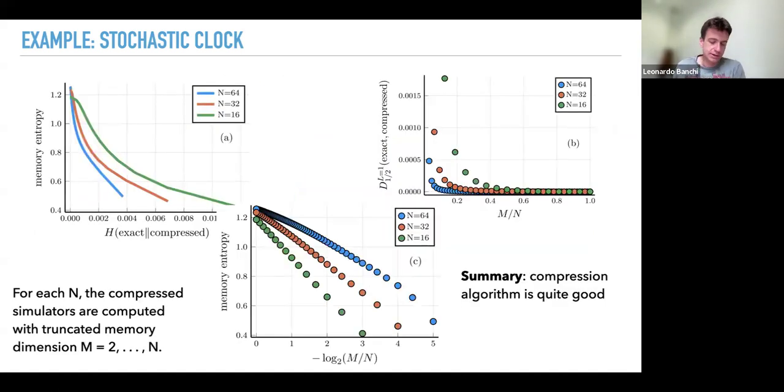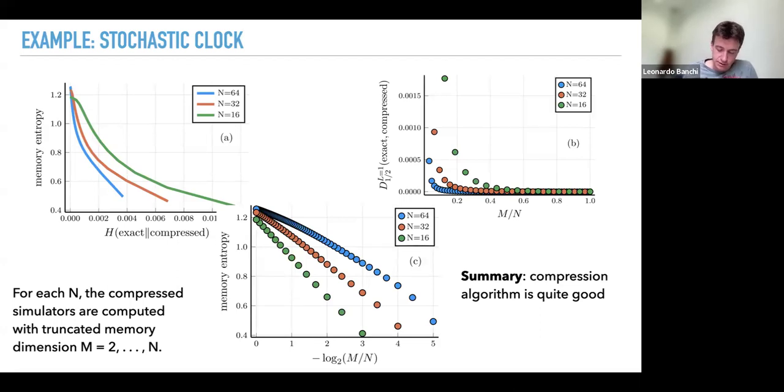And then I also studied all these figures of merit. For instance, I computed the entropy as a function of how much memory we need to store, and then the accuracy of the simulator, which was quantified by this divergence between the exact and the compressed simulator. And you see that, of course, whenever you reduce the memory, whenever you reduce the dimension of the tensors, the memory is reduced, but also the error gets bigger.